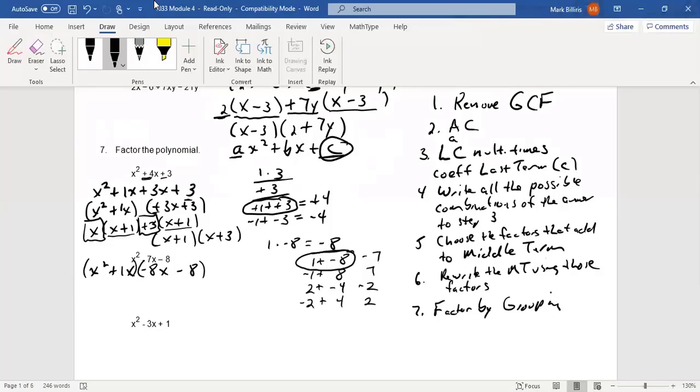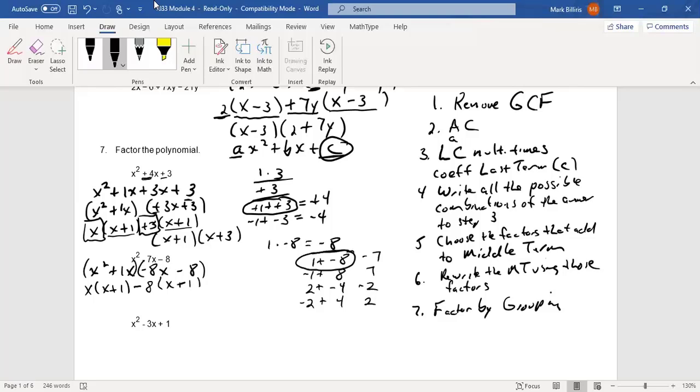So in the first group, x goes into both x squared and 1x. When I take out the x, that leaves me an x plus 1. In the second group, remember, this is a minus 8x. So I'm going to take out a negative, and the value that goes into negative 8 and negative 8 is negative 8. Keep in mind, I'm dividing by a negative, so the signs are going to change. So negative 8x divided by negative 8 is just x, and a negative 8 divided by a negative 8, a negative divided by a negative is a positive.